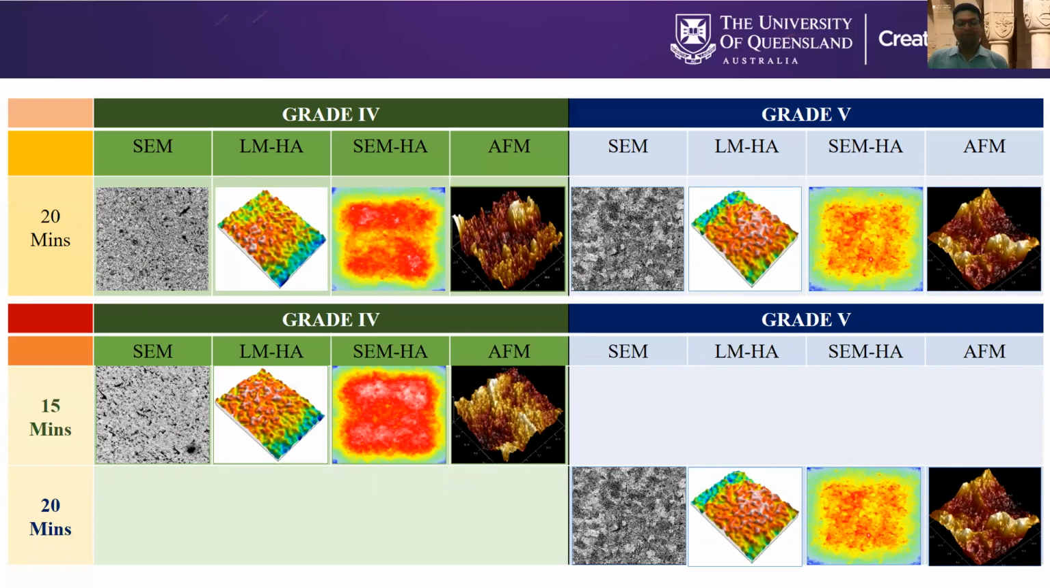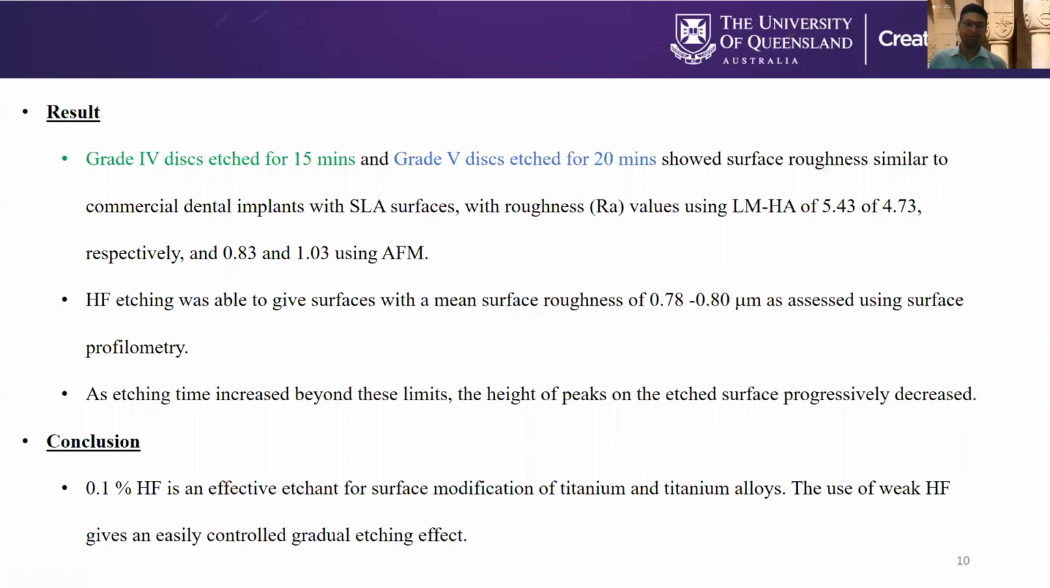After etching for 20 minutes, we come to a conclusion where grade 4 titanium is etched for 15 minutes and grade 5 titanium is etched for 20 minutes. This etching gives a result that is similar to the commercially used implant, that is 0.8 to 1.3 micrometers of surface roughness.